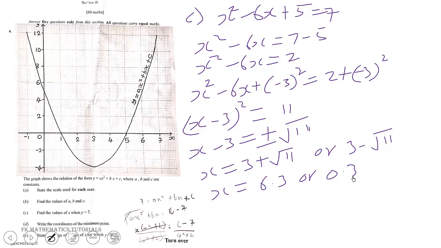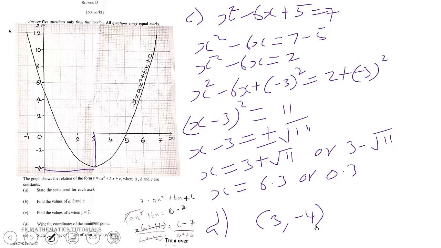You have to write the coordinates of the minimum point. So the minimum point is this point here. So that point, the coordinates are x equal 3, y equal negative 4. So 3, negative 4. These are the coordinates of the minimum point.